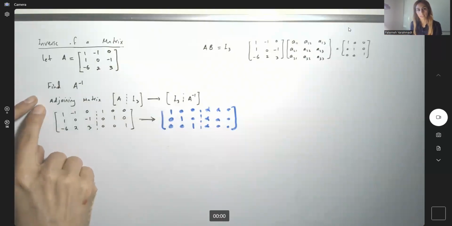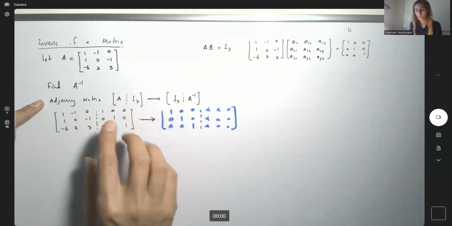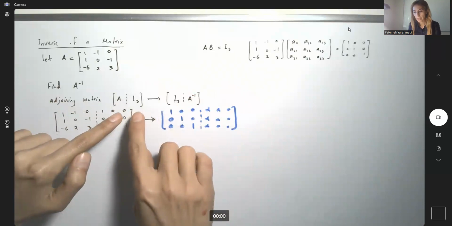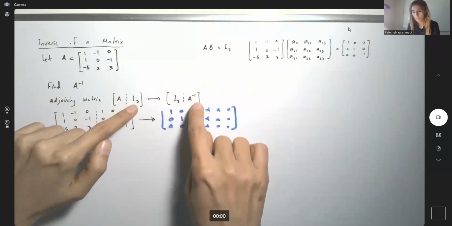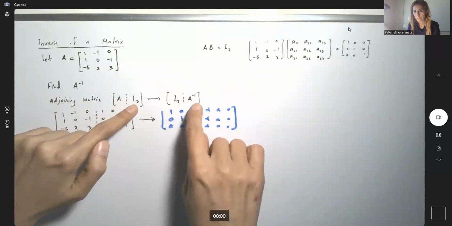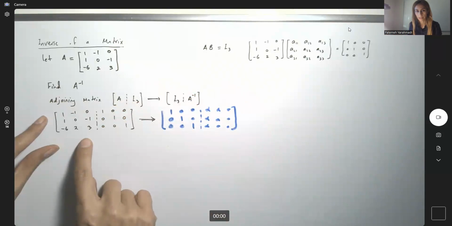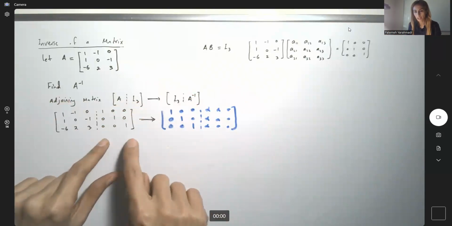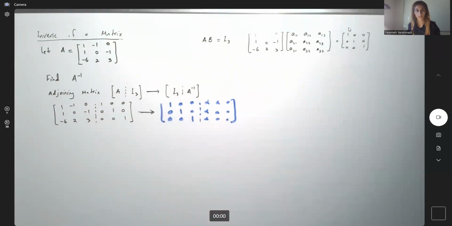Or you can apply the adjoining matrix method using Gauss Jordan elimination and try to convert your matrix A into the identity matrix, and the identity matrix into the inverse matrix. So we form the adjoining matrix, write down the elements of A, write down the elements of the I3 identity matrix, and try to convert it into this new matrix. So let us begin.